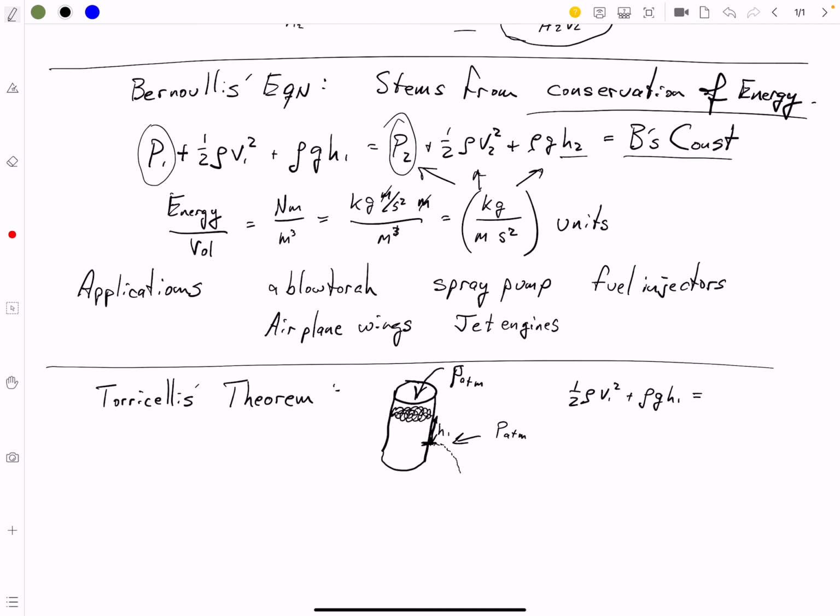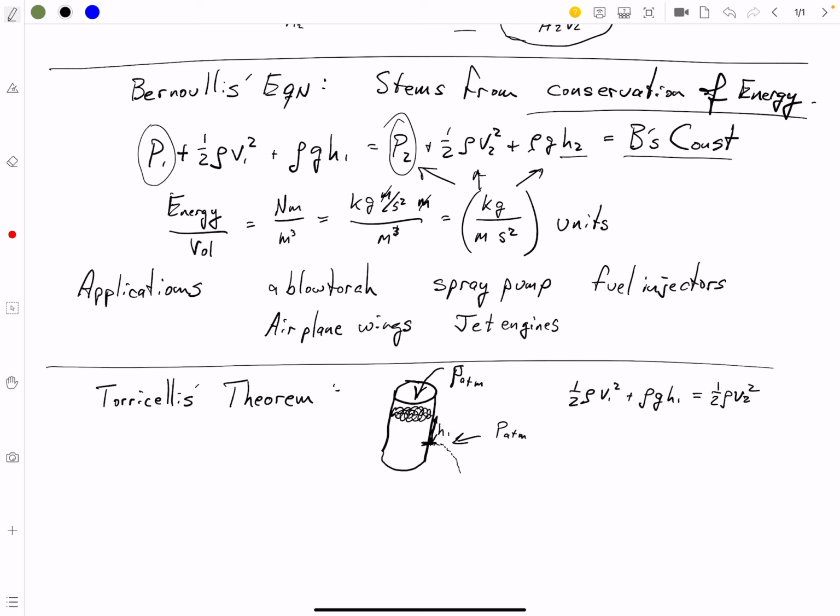H2 doesn't factor in at all because we're going to consider H2 as 0. So, man, things just start dropping out. Torricelli was a good man. Got us all dropping out all these terms.